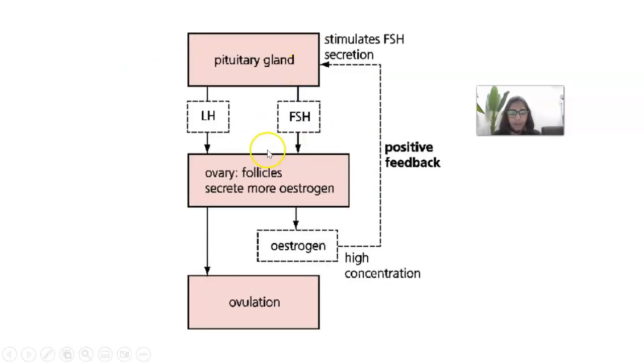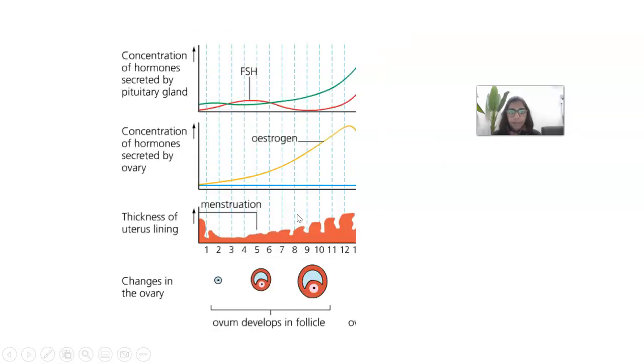So we can see in this little flow diagram, we have high concentration of estrogen happening. That tells the brain to start releasing more FSH and LH, which will stimulate those follicles further, which will produce more estrogen. And you can see that happening here. That line's going up, that estrogen concentration is going up, and so is FSH and LH.